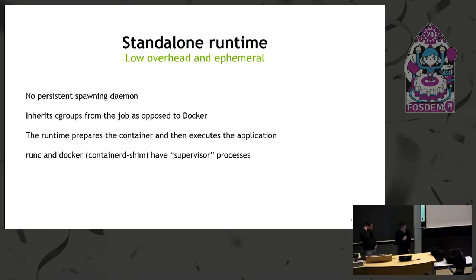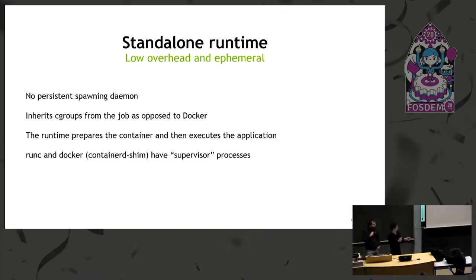We also wanted a standalone runtime with low overhead. So basically, there's no daemon involved. There's no persistent spawning daemon. And we inherit all the cgroups from whatever was above us. So it could be systemd, it could be Docker if we're running enroot inside Docker, or it could be Slurm itself in our case.